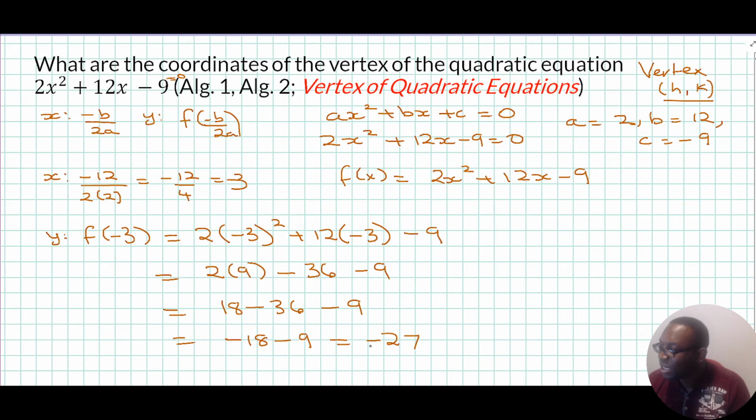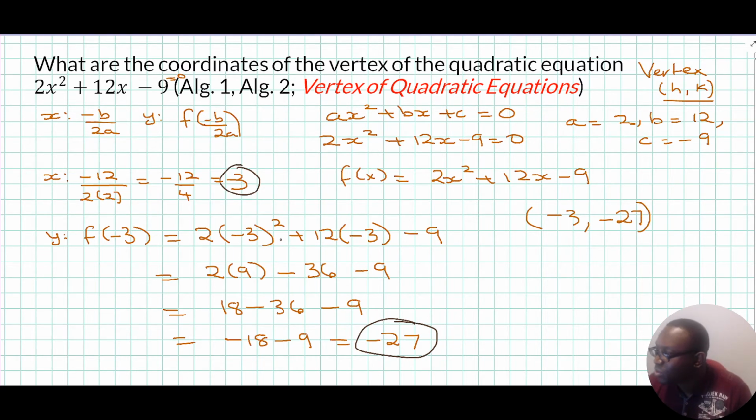So now the coordinates of our vertex will be, what is the x coordinate? Let's make sure that we can pinpoint that. This is the x coordinate, this is the y coordinate. So the vertex here is going to be negative 3, negative 27.